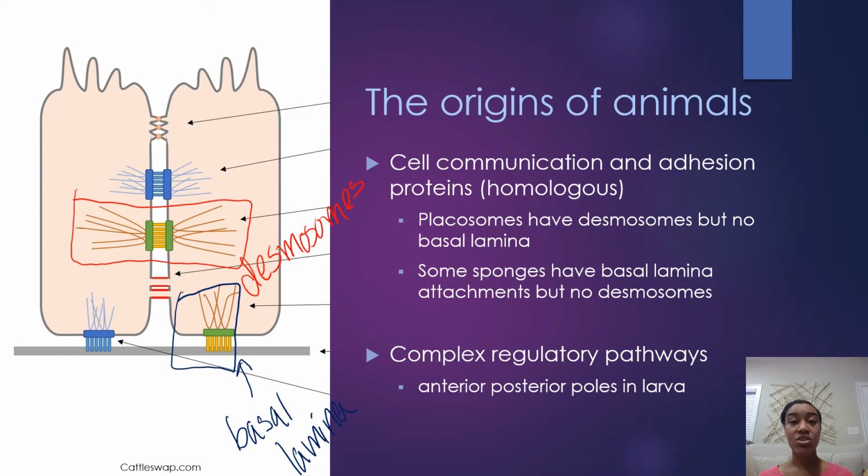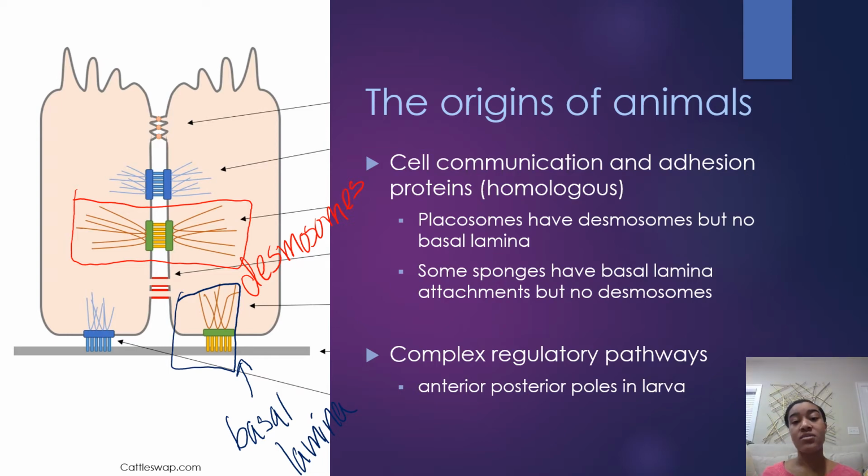So in order for epithelial tissue to be considered a true tissue, it must have both of these components. In sponges, we don't necessarily see true tissues, and this is because in some species they'll have one of the two of these characteristics, and in other species they might have another. So, for example, placozoans have been found to have desmosomes, so they have those cell-to-cell anchors, but they don't have a basal lamina. So we haven't observed a basal lamina yet in those organisms.